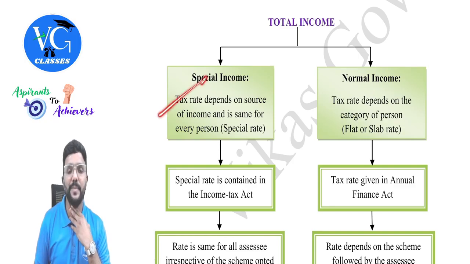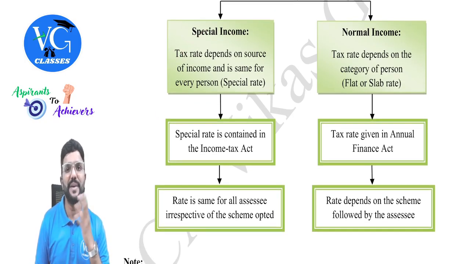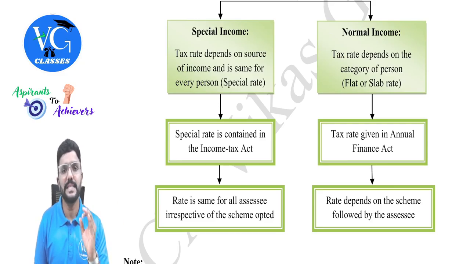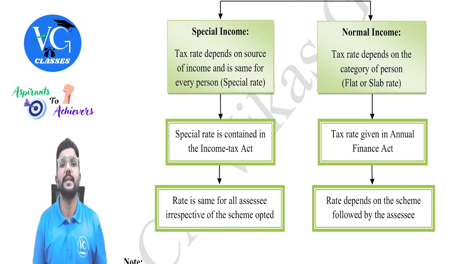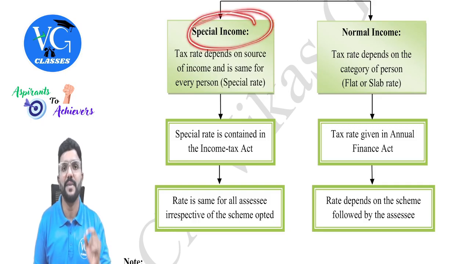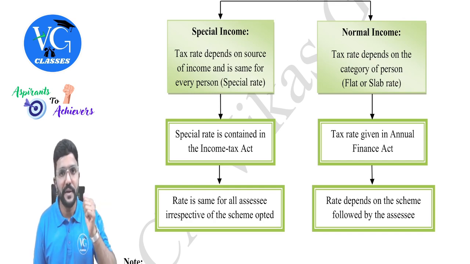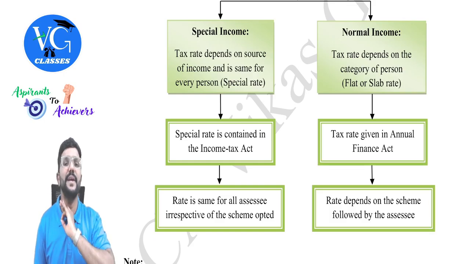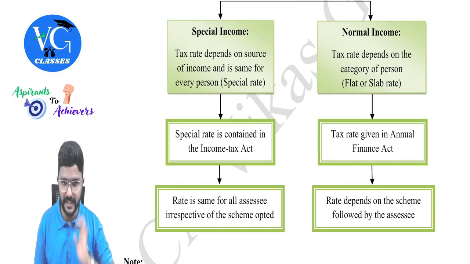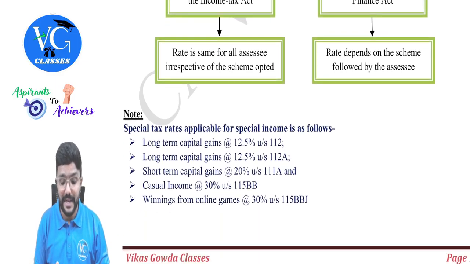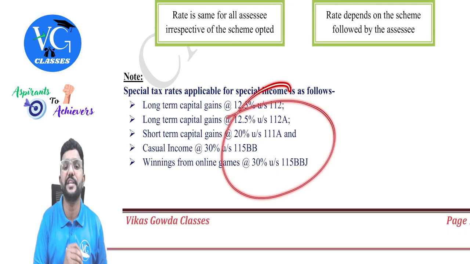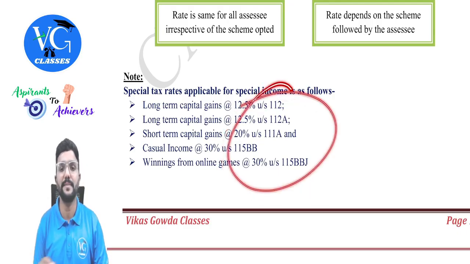So the tax rate applicable on special income is, irrespective of the scheme followed by the assessee, whether default or optional, the tax rate will remain the same under the Income Tax Act. And the tax rates applicable on special income are given in the Income Tax Act, guys. Is that clear? So irrespective of the category of person, irrespective of the scheme followed by them, the rate remains the same. Yes, sir. And it is given in the Income Tax Act under the respective sections, which I have mentioned here. All this is a part of the Income Tax Act.